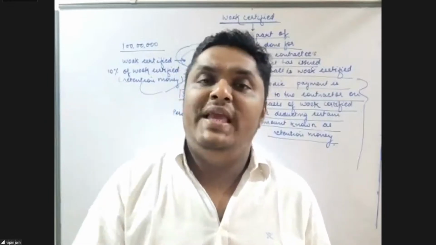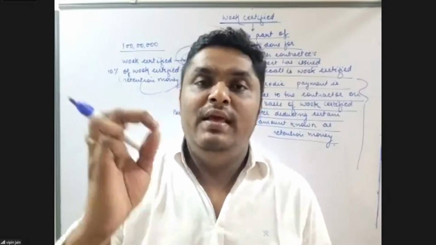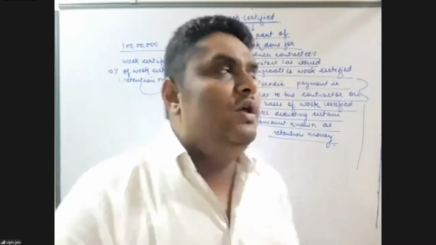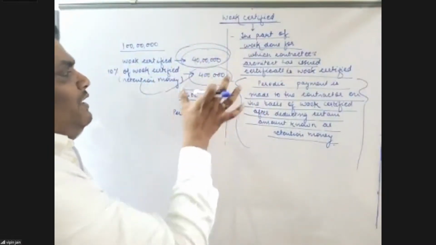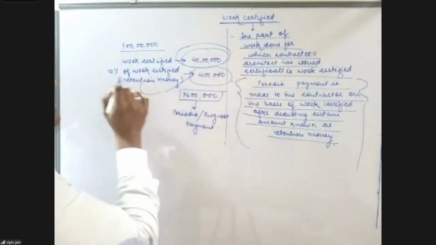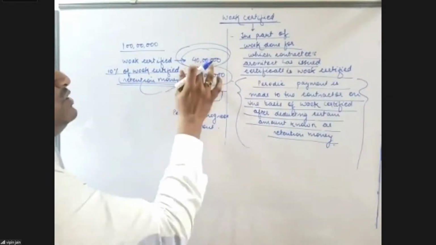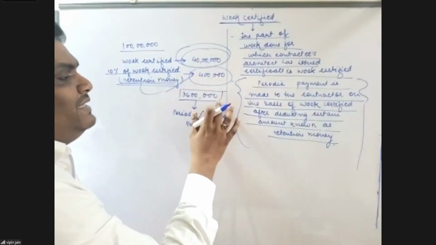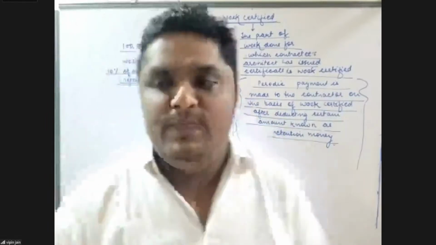The information will be given in the question, that is, how much percentage is the retention money. The retention money percentage is to be considered on work certified. So let's say my work certified is 40 lakh. Now it is mentioned in the question that 10% of the work certified will be my retention money. So 4 lakh will be retained and the balance 36 lakh will be released to the contractor. That is known as periodic payment or progress payment.